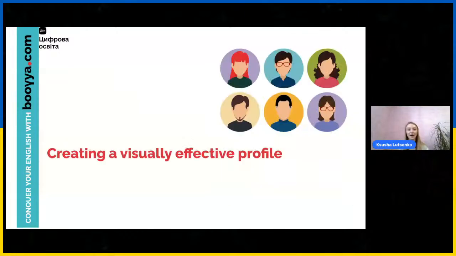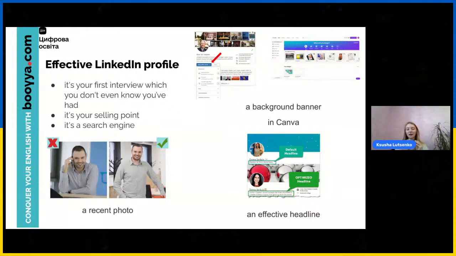Okay, so if we move to creating a visually effective profile part of our webinar, we should remember that everything that looks professional is already effective, though we might not understand the word professional well. That's why today we're gonna start by going through the effectiveness of visual content on your LinkedIn profile. First of all, your LinkedIn profile, this is the first interview which you don't even know you've had.